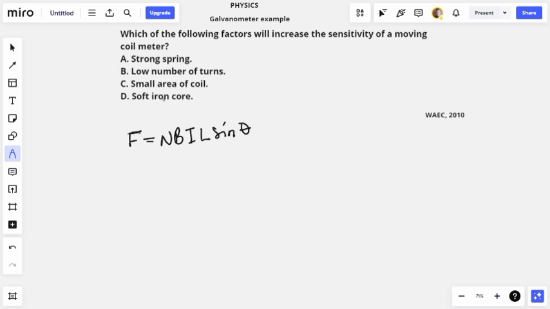when you use, like in transformers, the reason we use the soft iron core is to increase the magnetic field generated by the coils. So we normally use soft iron core to increase the magnetic field. So soft iron core will increase B here, will increase the magnetic field. So the option I will go for is D.